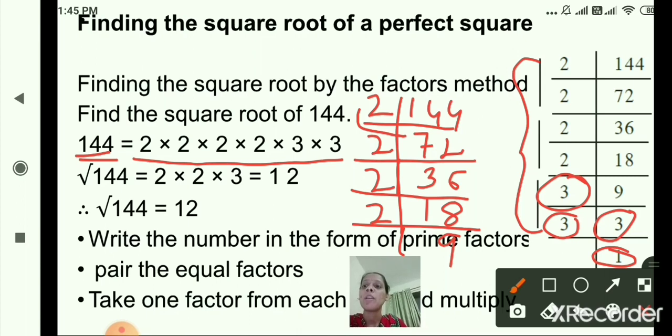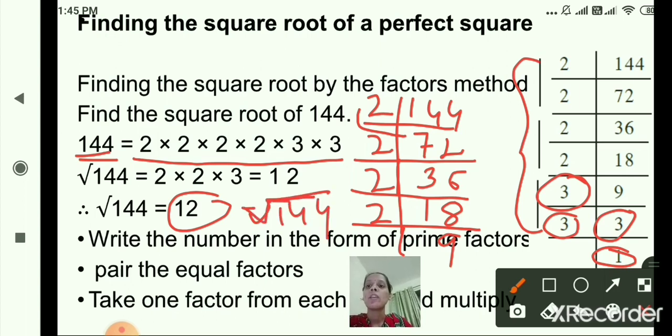In the next step, pair the equal factors. You will pair up the equal factors and take one factor from each and multiply. Then you will get the square root. So what is the square root of 144? That is 12. And this is the sign. This sign we are writing for square root. So the square root of 144 is equal to 12. Hope you are clear with this.